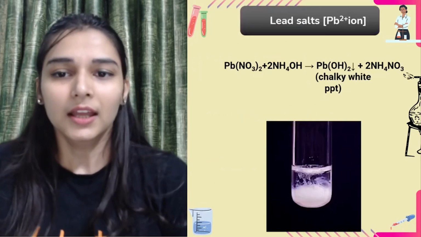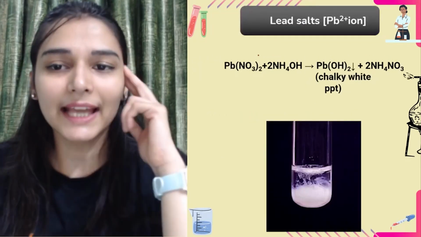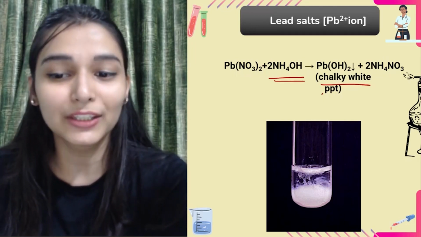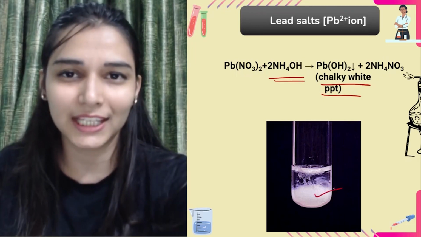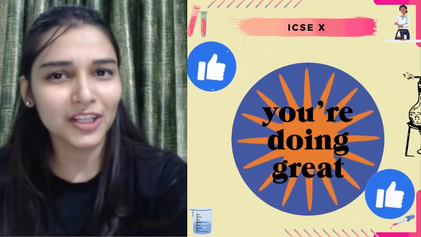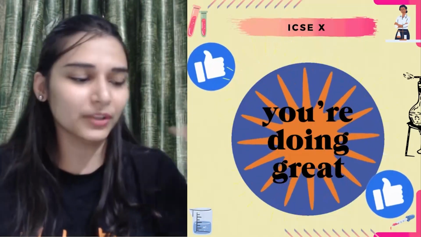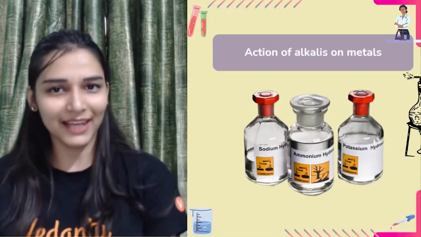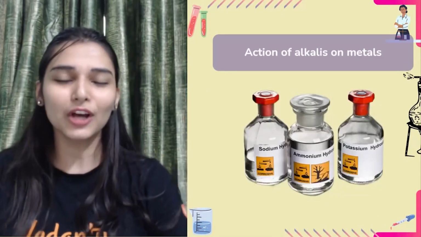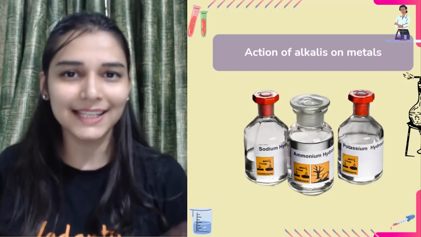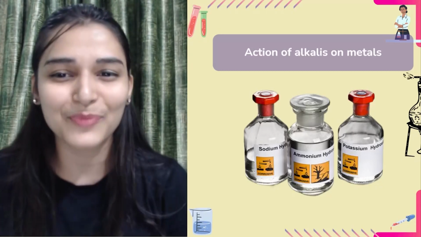Okay, now lead nitrate, amphoteric, again treated with ammonium hydroxide, you get a chalky white precipitate. Double displacement, exchange the ions. So you all are doing great. You can take a pause, you can relax for a moment, and then you can see this. You can always pause the video and do some stretching, body exercises, and then just come back again with a bang.